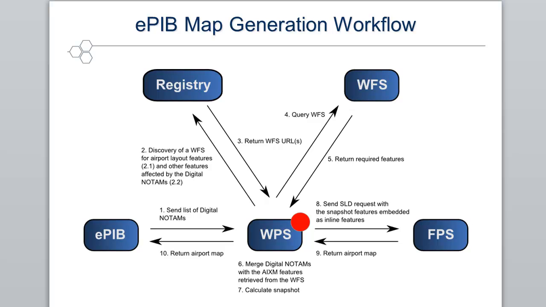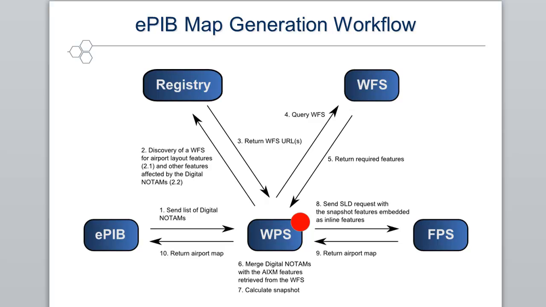Because the information could come from different web feature services managed by different authorities, the Web Processing Service executes a registry request to determine the correct source based on the feature type and geospatial extent. It then requests the relevant information from the chosen web feature service. The resulting Geography Markup Language, or GML information, is assembled by the WPS together with the GML from the NOTAMs passed to it by the ePIB portal.